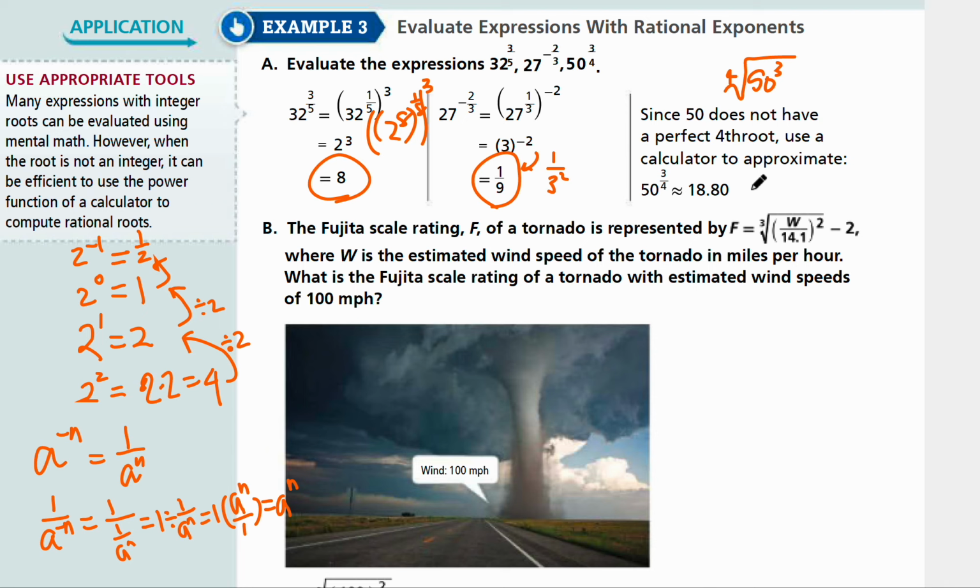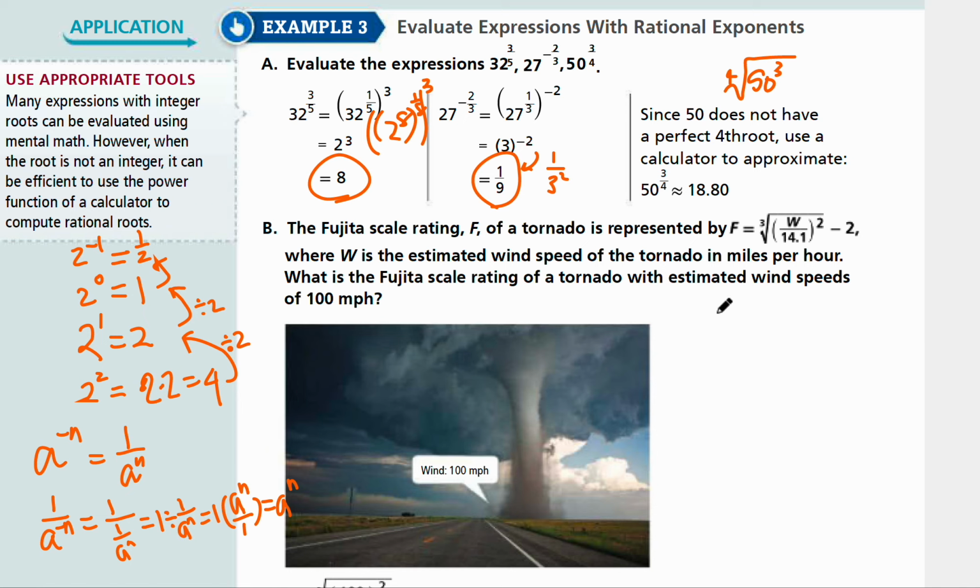So in a quiz, you'll probably be able to use the scientific calculator, but not a graphing calculator. Let's look at part B. The Fujita scale rating F of a tornado is represented by this equation: F equals cube root of W divided by 14.1, all of that squared, and then all of this minus 2, where W is the estimated wind speed of the tornado in miles per hour. What is the Fujita scale rating of a tornado with estimated wind speeds of 100 miles per hour?